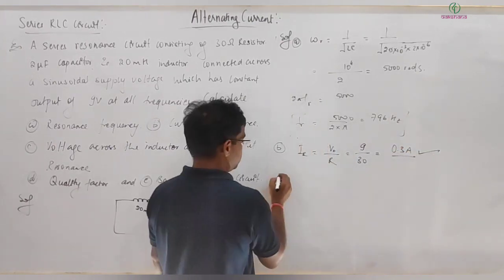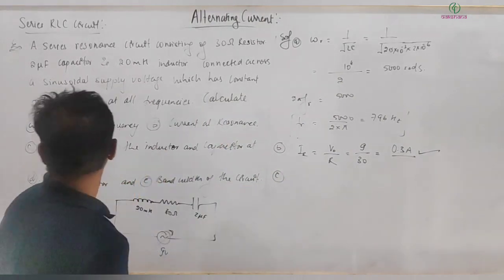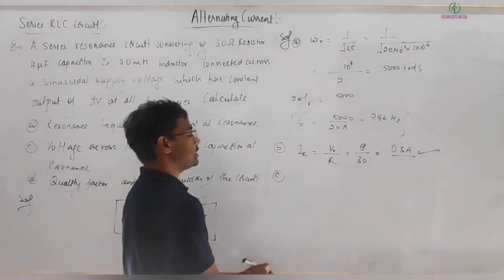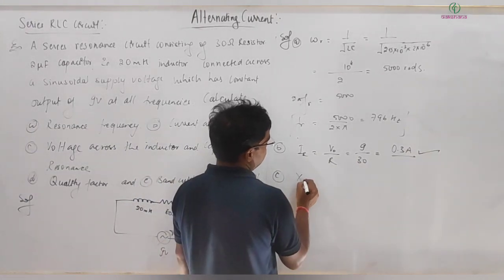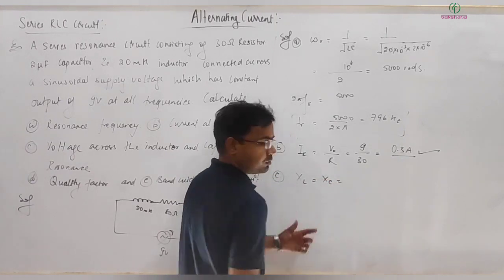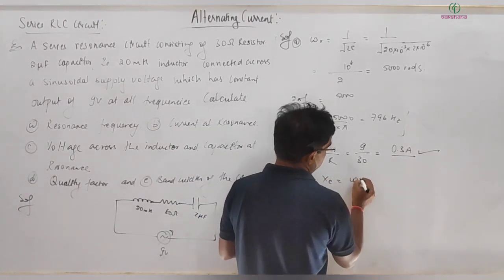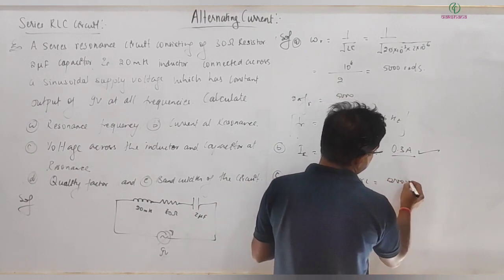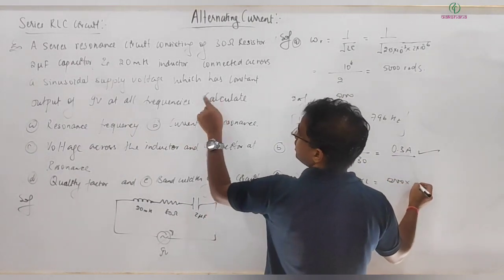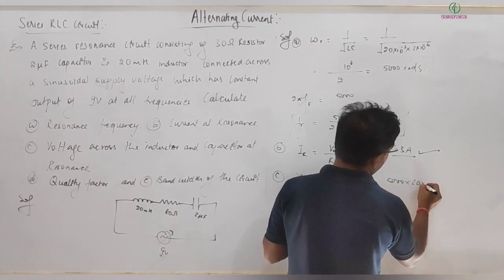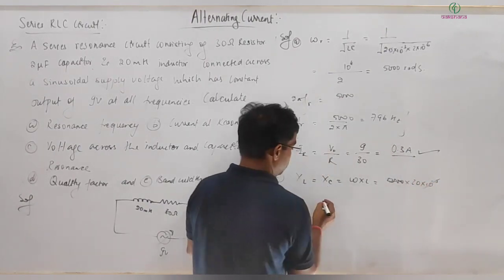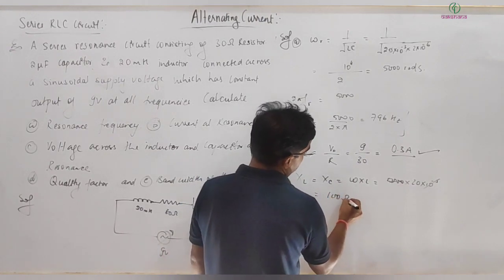C part, it's saying the voltage across the inductor and capacitor at resonance. So for the voltage across the inductor, first we need XL and XC. We know both will be equal, and that is given by omega into L. Omega is 5000 multiplied by L, which is 20 into 10 raised to power minus 3. So minus 3 gone, and it's coming out to be 100 ohm.